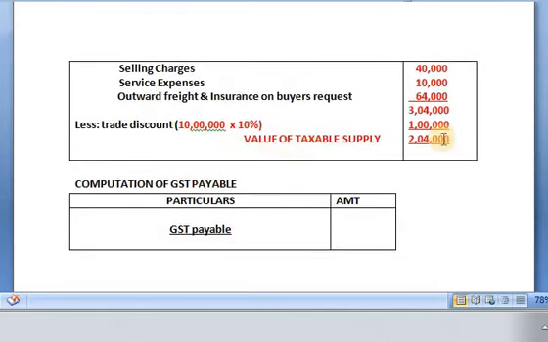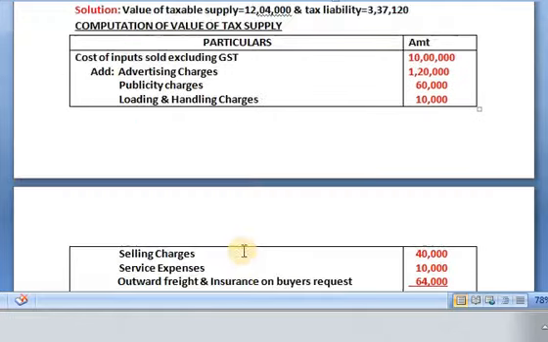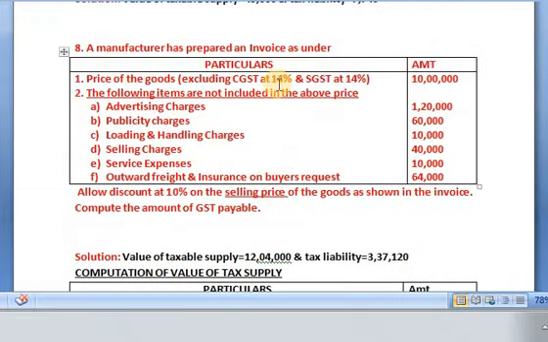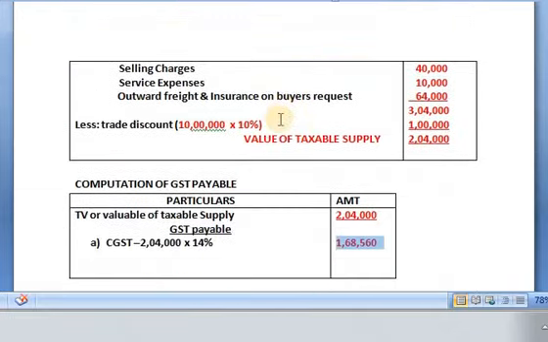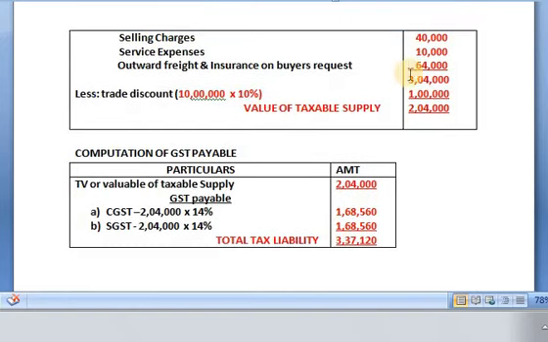And now for this taxable supply, we calculate how much GST has to be paid. Same way, make a table with 2 columns. TV, transaction value or value of taxable supply, is 2,04,000. For the CGST 14%, as given in the problem, we calculate CGST at 14%. How much comes? 1,68,000. How much does SGST come to? 1,68,560. So total tax liability is for, one second, yes, there is a typing mistake here.